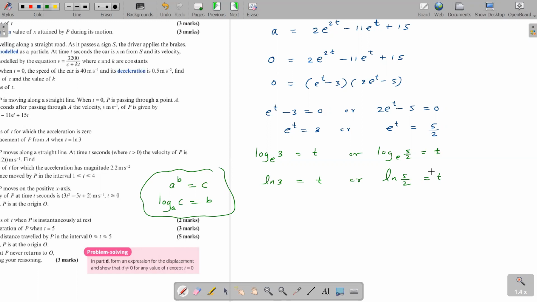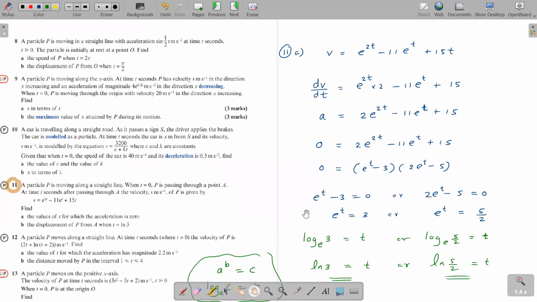So these are your two t values. Leave it in exact form. So we normally leave our answers in exact form. This is okay. So ln 3 and ln 5 over 2. So these are the two t values. Got it? These are the two t values where the acceleration is 0.